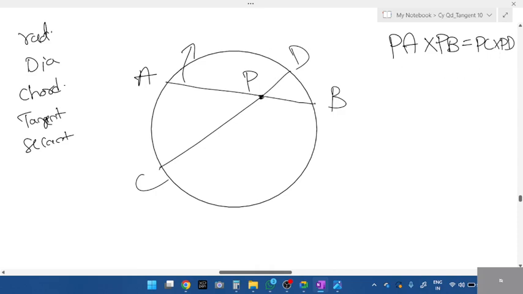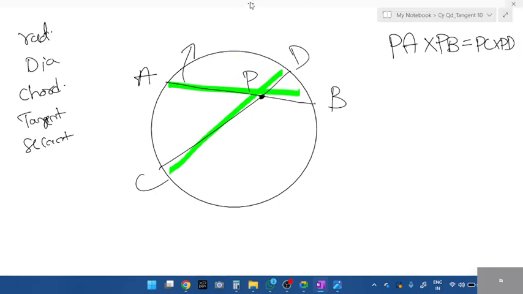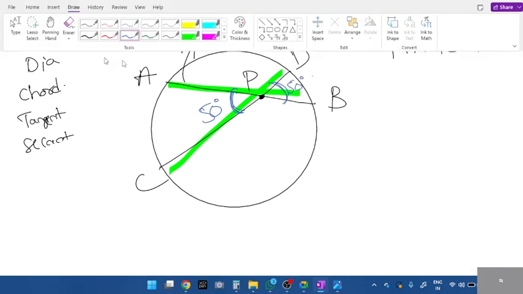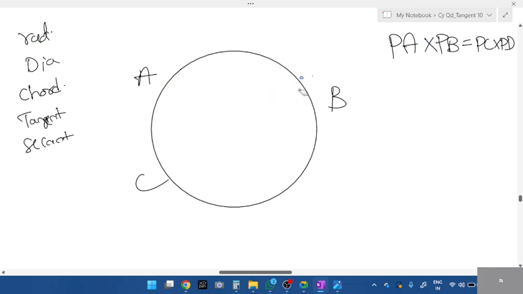This is internal. Next, what kind of diagram is formed here? What kind of alphabet is this? X. So what are the angles formed in X? What's the angle formed? Vertically opposite. Remember, if they ask a question, if this is 50, this is also 50 degrees. Vertically opposite angle. PA into PB, student. This is a chord internally. 2 lines intersect internally.